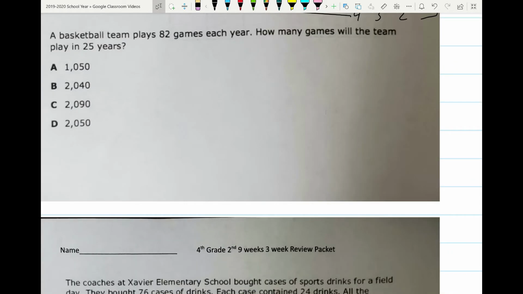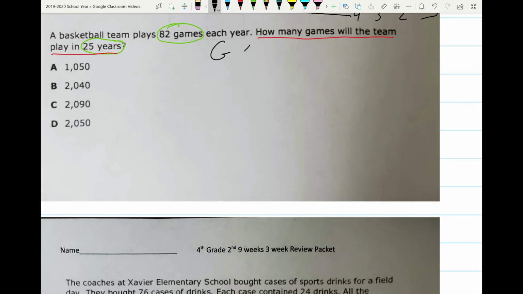A basketball team plays 82 games each year. How many games will the team play in 25 years? Okay, 82 games a year in 25 years. How many games will the team play in 25 years?